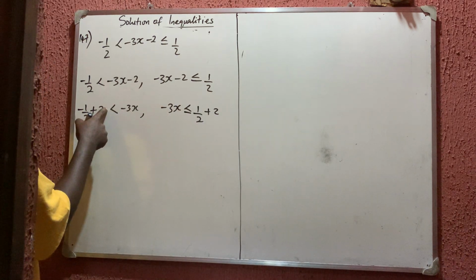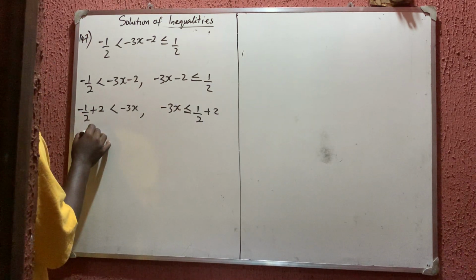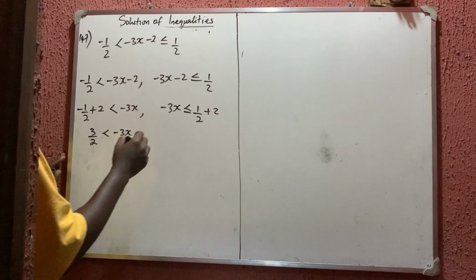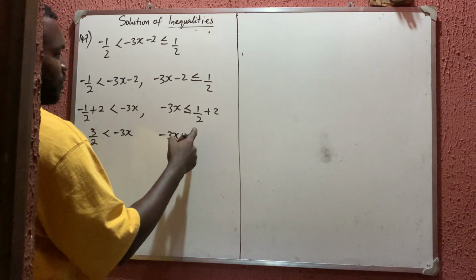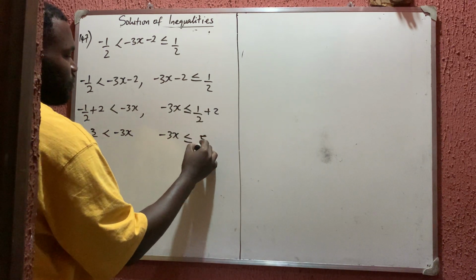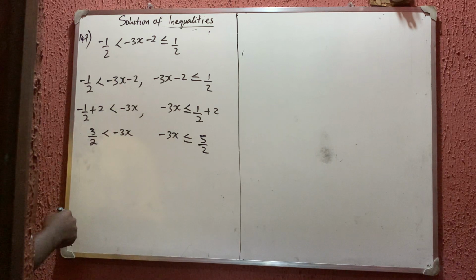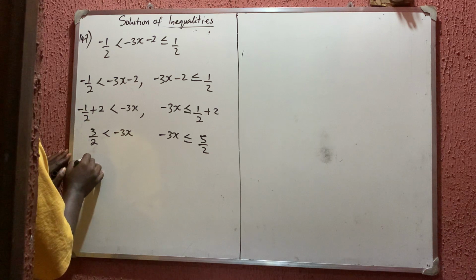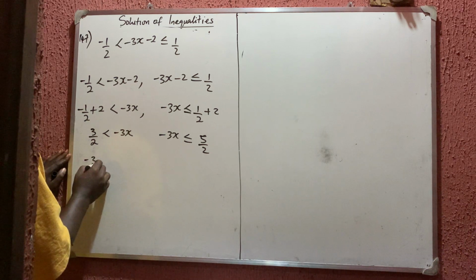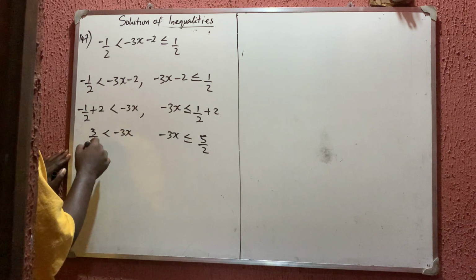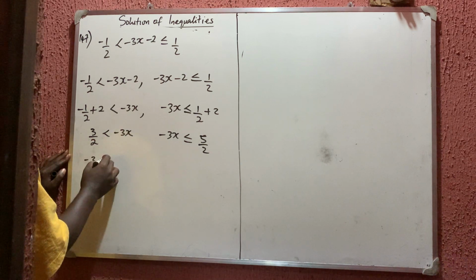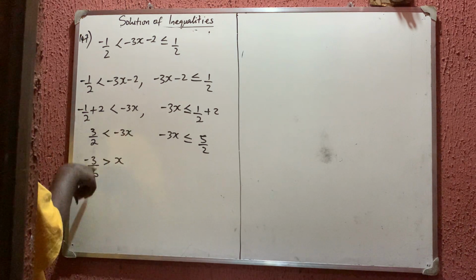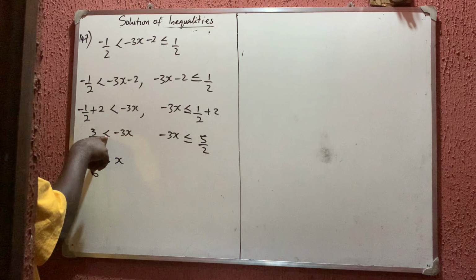So this time this is 4. Then minus 1 plus 4 will give you 3. So I have 3 over 2 is less than minus 3x. Then minus 3x is less than or equal to 5 over 2. Now dividing everybody by negative: anytime you divide by negative, the sign must change. So I'm going to have minus 3 over 6, is greater than x. If this minus 3 is coming down here, it will become 6. But because I'm dividing by a negative, that's why I change it from less than to greater than.